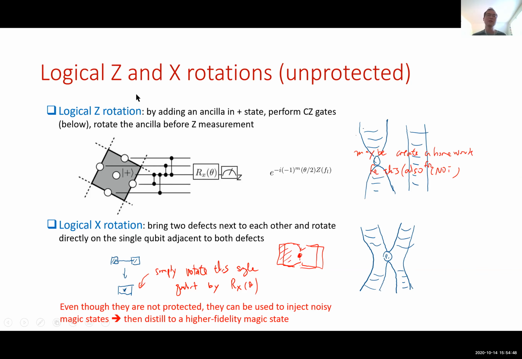So then I can implement logical X and Z rotation. But as you can see, they are not protected because they are in a small region. The code distance is really small. But they are useful in the sense that they can inject noisy magic states. And from there, we can distill a high fidelity magic state. Okay.